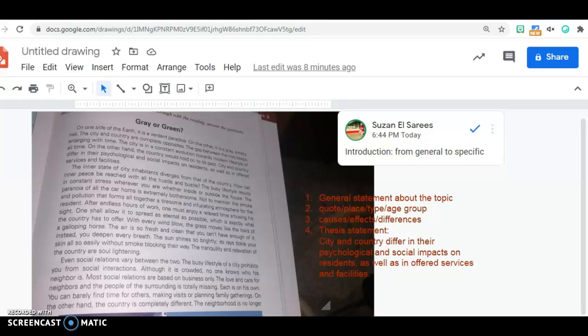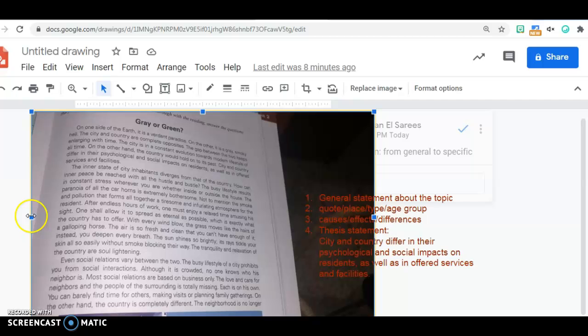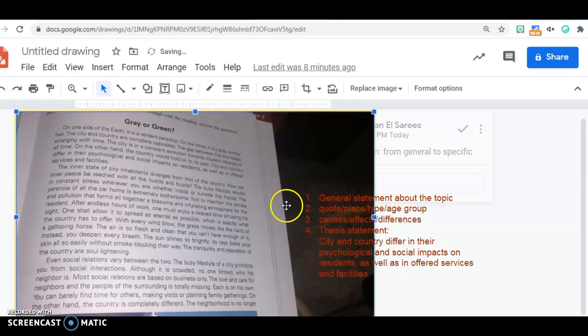Now, you can write any type of introduction, but the best type, according to me and according to many teachers, is from general to specific, or funnel, because it's easier for you to write, especially if the topic is new or if you have this mind block, and it's easier for the reader to get the idea. So here's the sample. Let me just maximize the picture more so it will be clearer.